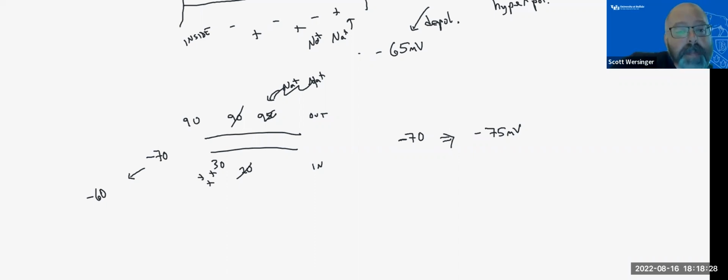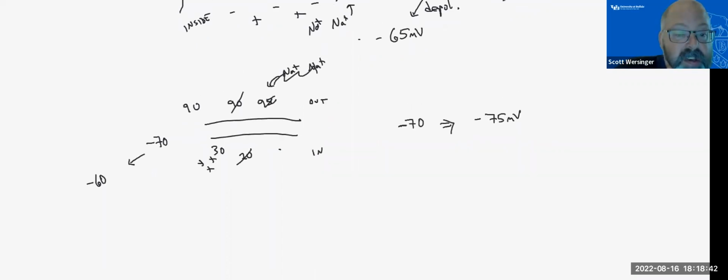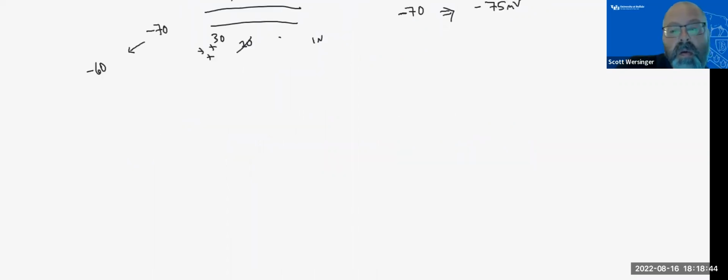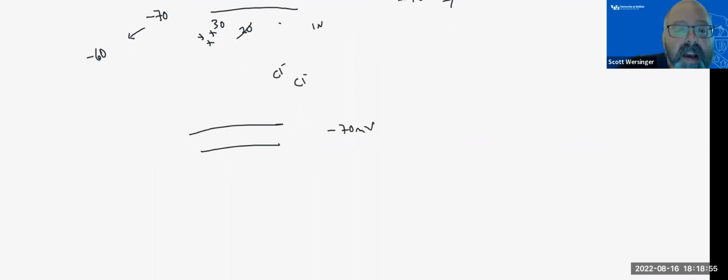Okay, so that's what would happen if we had positive charges to the outside, positive charges to the inside. Make sure you could also predict what would happen if we added negative charges. Okay, so let's say we're at minus 70 millivolts. Let's say I add some chloride ions to the outside. I increase the concentration of chloride ions.